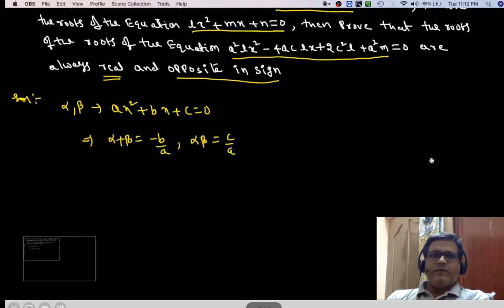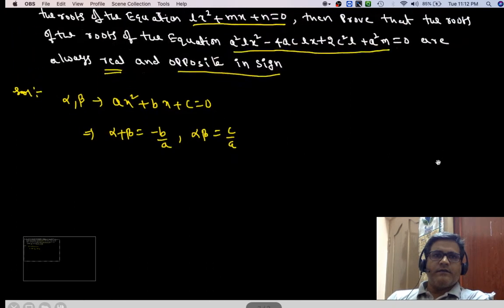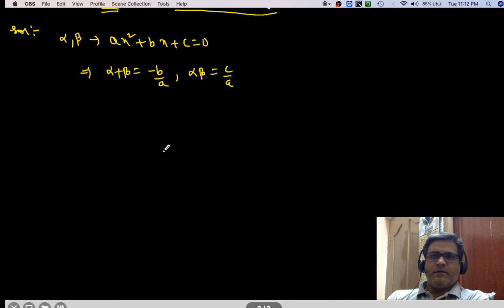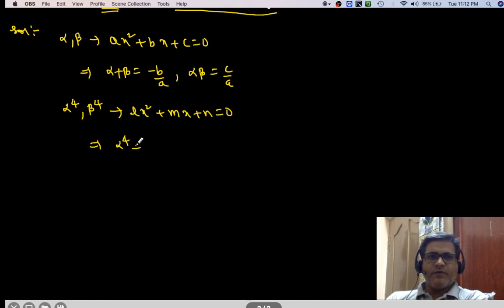Now from the second quadratic, α⁴, β⁴ are the roots of the second quadratic, that is lx² + mx + n = 0. That implies the sum of the roots, that is α⁴ + β⁴, is equal to −m/l, and the product of the roots, α⁴ into β⁴, is n/l. Now this is the data.